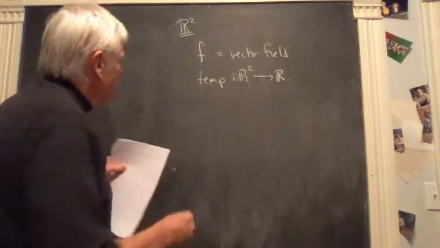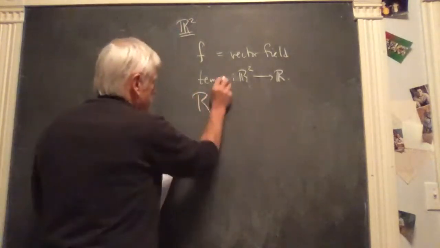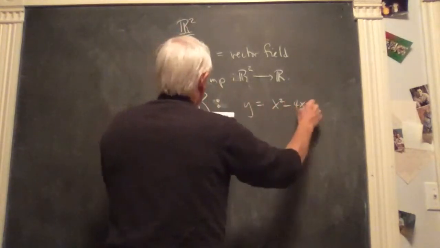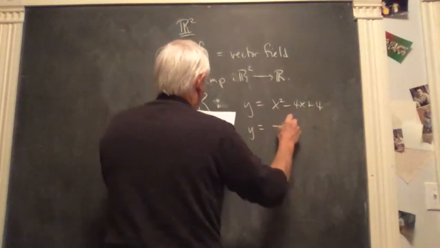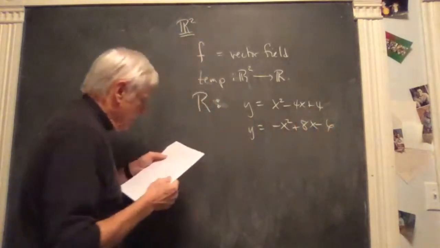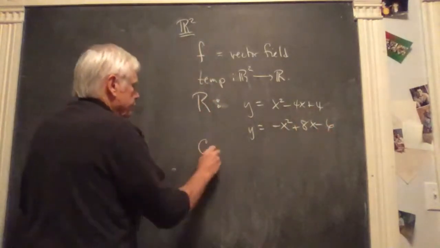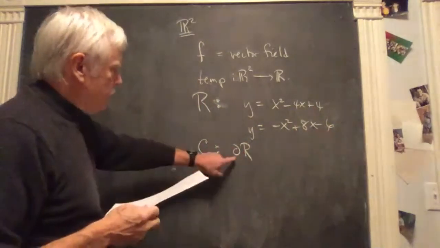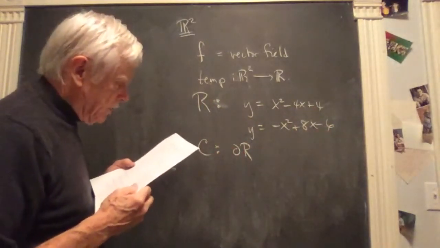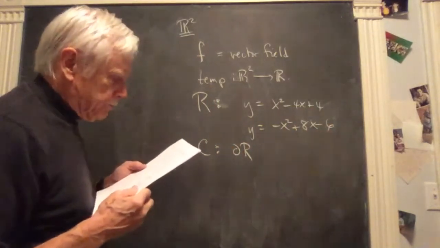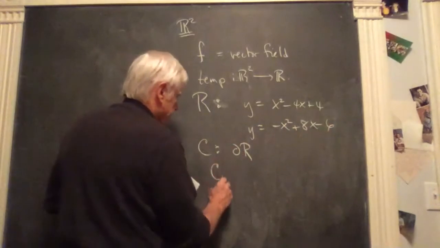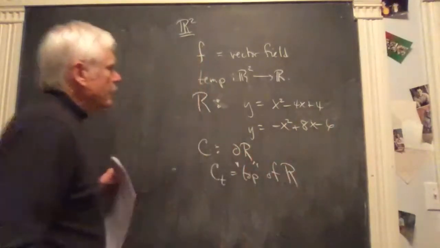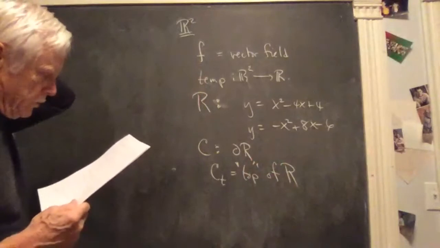You're given a region, R, and the region is bounded by 2 curves: y equals x squared minus 4x plus 4, and y equals minus x squared plus 8x minus 6. C is the boundary. So C is the boundary of R. This is the same symbol as you use for partial derivative. And that's it. Oh, no. CT is the top.